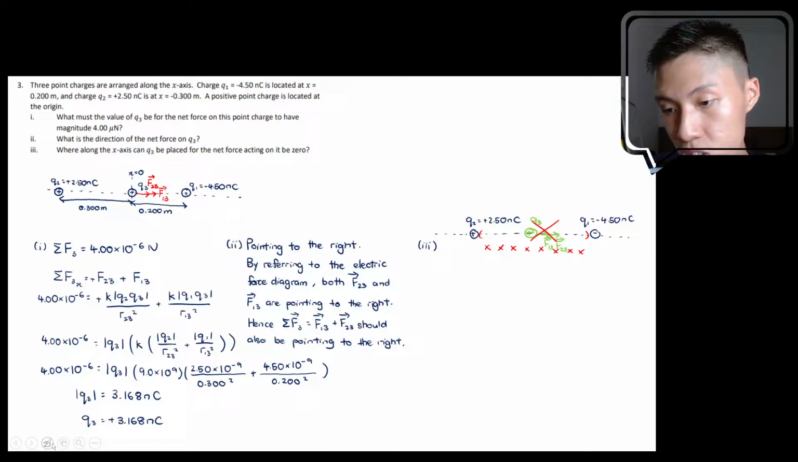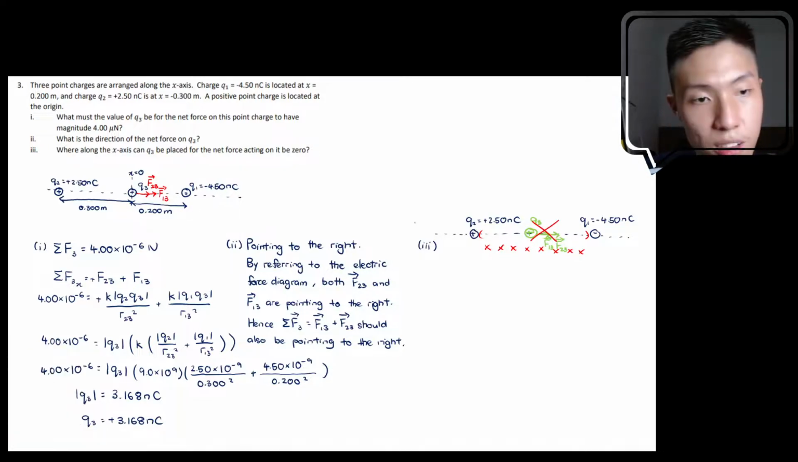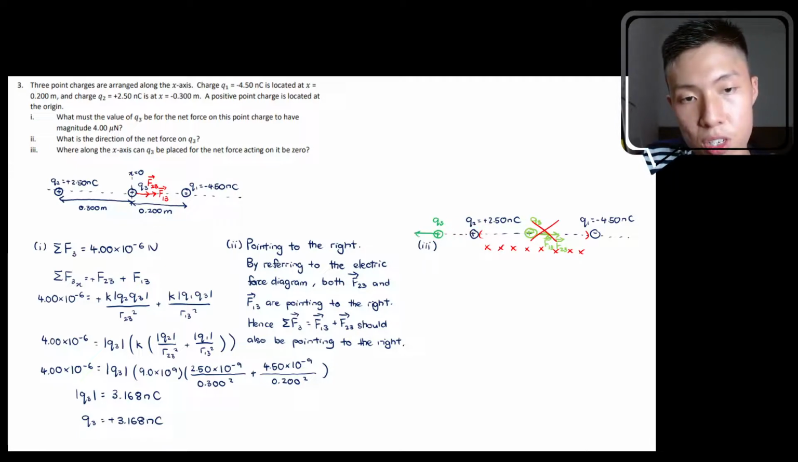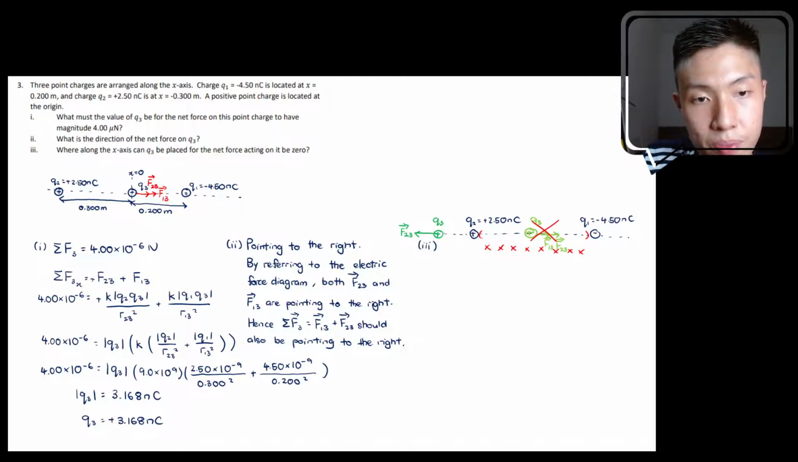So let's try another situation. Let's say we place our Q3 over here. If we place Q3 over here, then the force exerted by Q2 on Q3, Q2 will repel Q3. Therefore, the force exerted by 2 on 3 will be pointing to the left. But Q3 and Q1 have opposite signs, so they will attract. So Q3 will be pulled by Q1 to the right.